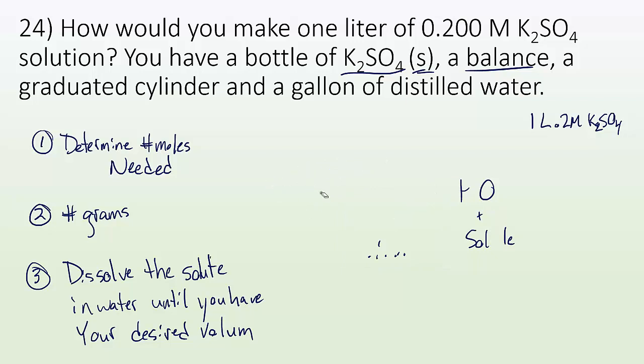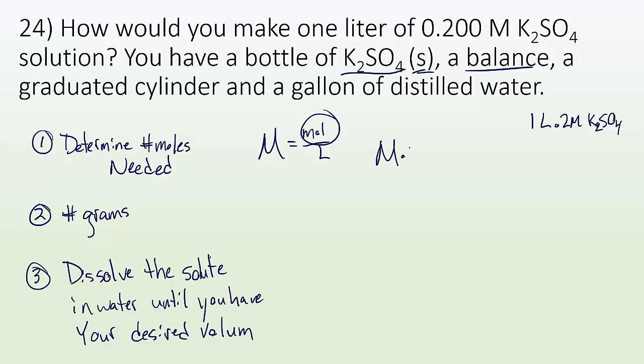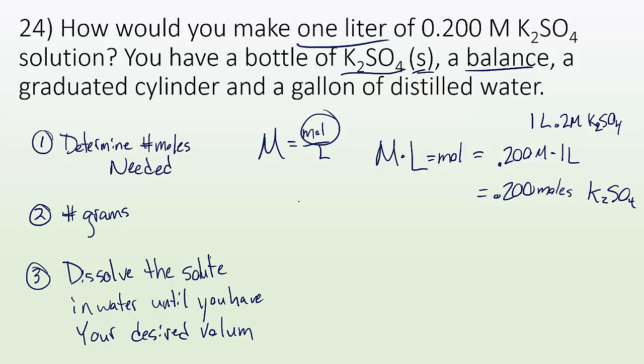So let's do the math for this one. We know that's our game plan. What is our math going to look like? Well, first, how do you figure out the number of moles? You have to know that molarity is moles per liter. So if I want to figure out moles, I'm going to have to rearrange that. So I get molarity times liters equals my moles. Now let me plug that in. The molarity that I want is 0.200 molar times 1 liter, because it says make 1 liter. So I get 0.200 moles of K2SO4.